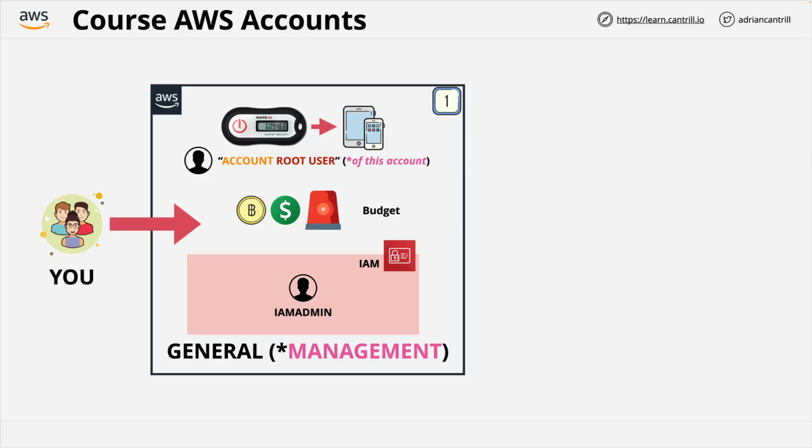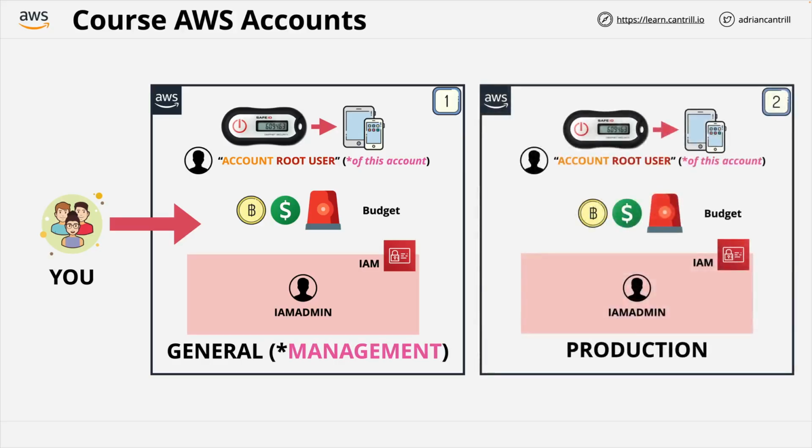Once you've fully created and configured the general account, you're going to repeat that process to create a second one, which we're going to refer to as the production AWS account. So this is a brand new AWS account with a brand new account root user and a brand new IAM identity within that account, also called IAM admin. Now, this will be the starting structure that you're going to be using throughout the course.